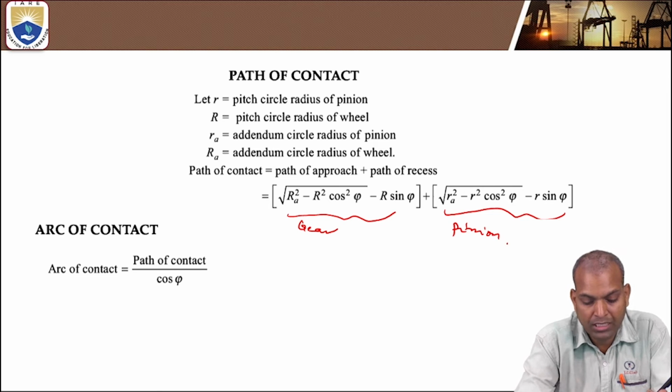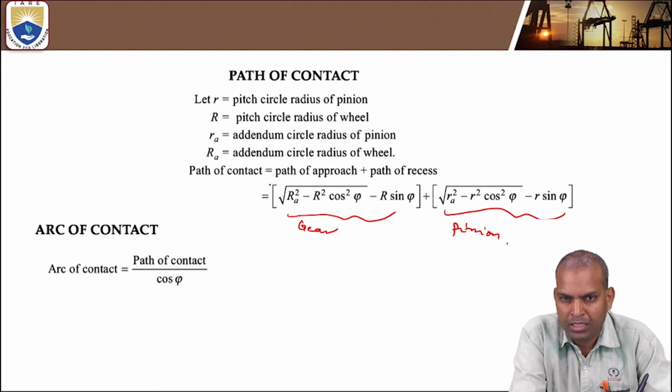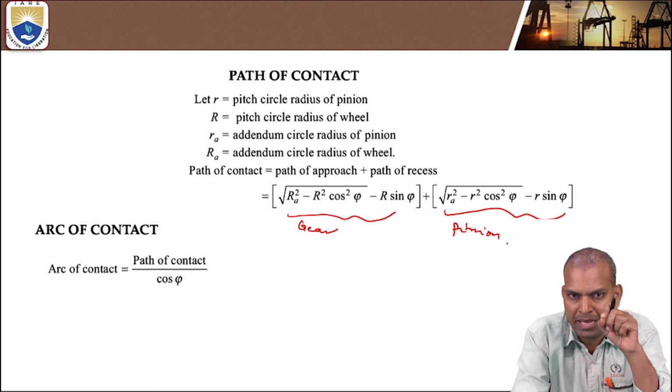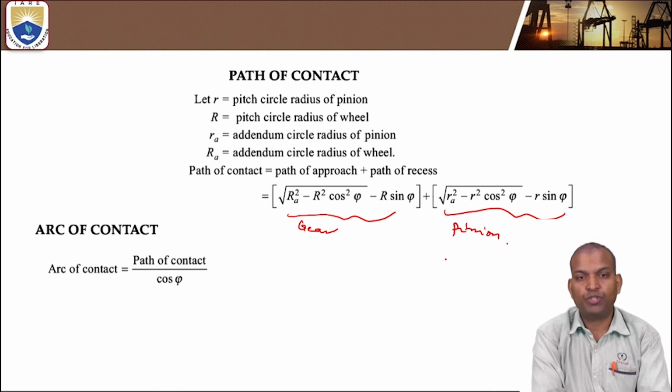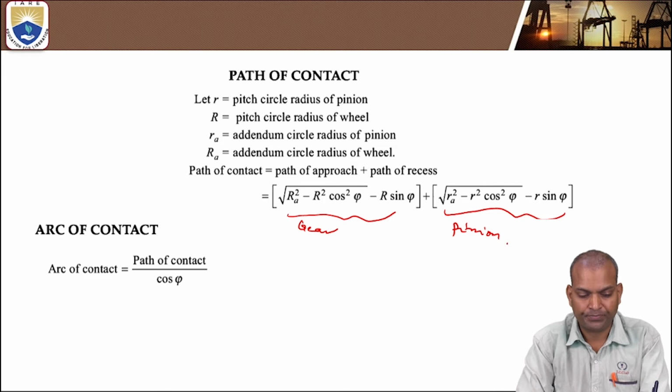That means approach takes place, the beginning of engagement takes place. What does approach mean? The distance from the beginning of engagement to the pitch point is known as approach. And the distance from the pitch point to the end of engagement is known as recess. The end of engagement takes place on the pinion, and the beginning of engagement to the pitch point, that approach, takes place on the gear.